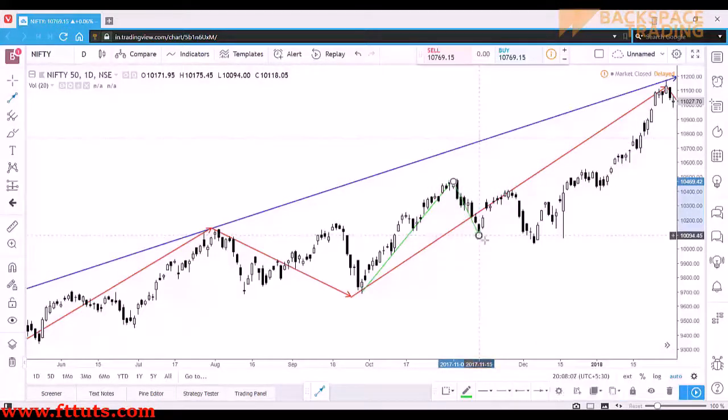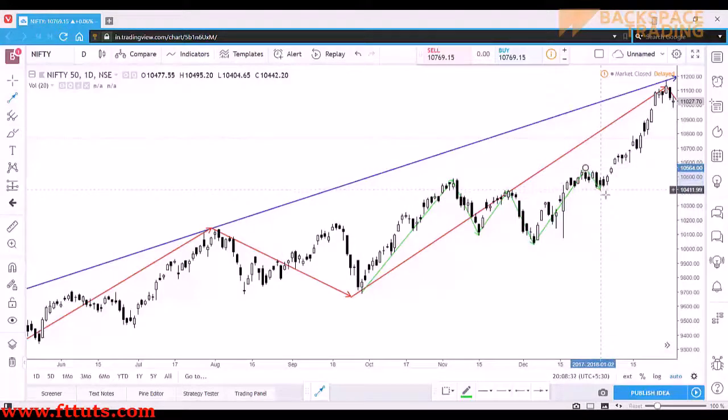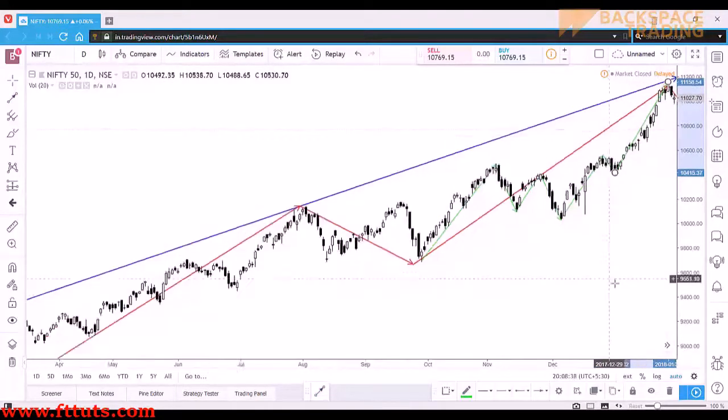It made a higher low. It didn't cross this high, so it is not even a new high. So it made a lower low compared to this low. It is a lower low. But from here, it made a new high. It made a higher low. Made another high.